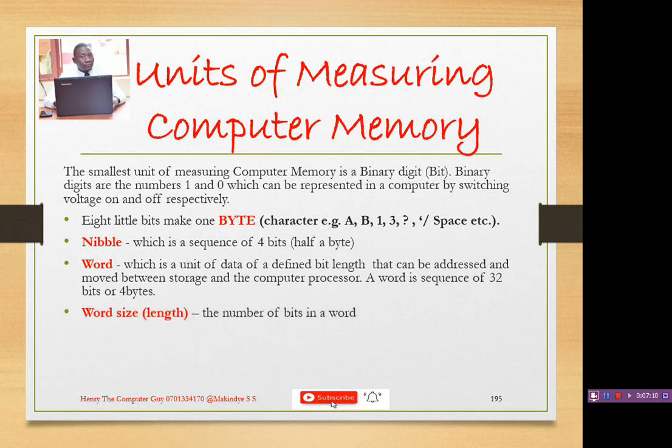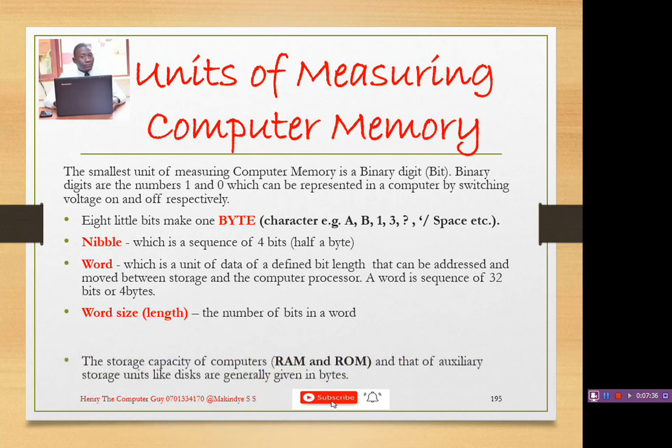Then we come to the word length, or word size, or word width, which all mean the same thing: the number of bits in a word. For example, if I ask you how many bits are in the name, let's say, computer, or in the name Henry, you count those characters or bytes, then you multiply by 8. That will give you the number of bits in a word. We shall see that in an example to come.